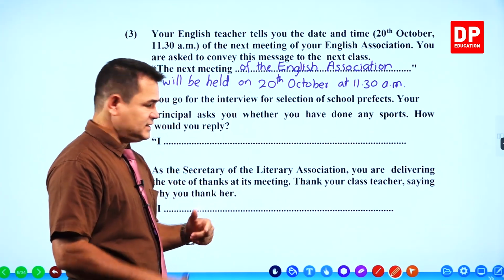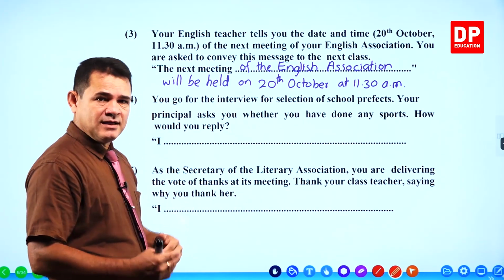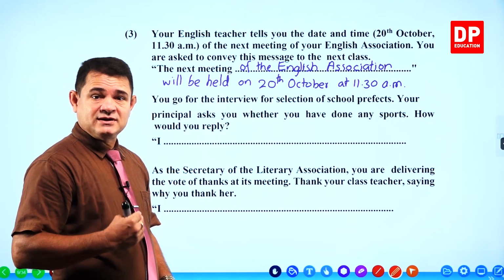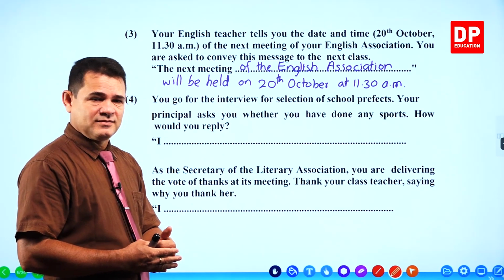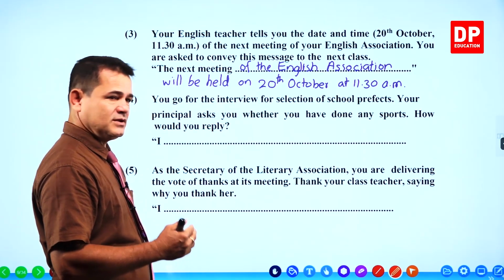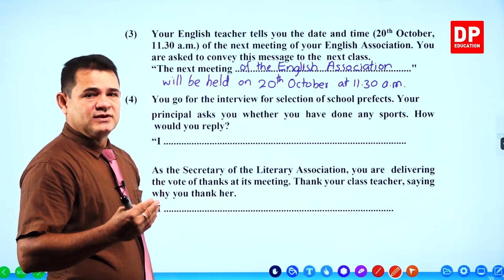Let's write a simple sentence, right? I am the captain of the school cricket team. You can say that. So, I am a member of the school cricket team.